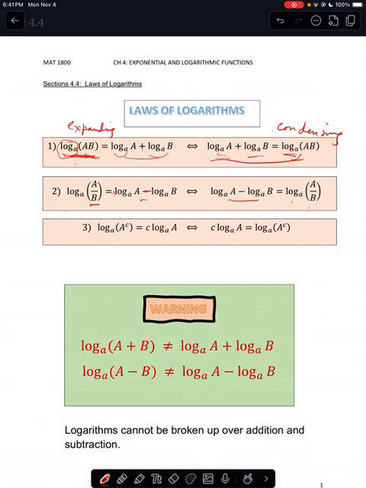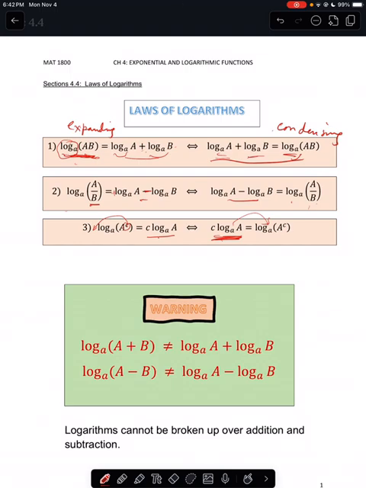And the third law was the power law. If you have a quantity raised to a power, like here we have a raised to power c, and you take log of that, it is the same as c times log of a. It means the power comes out. So this power on the quantity goes out and sits in front of the log, and then we can go backwards. And now if we have this here, we can write it back to the form originally.